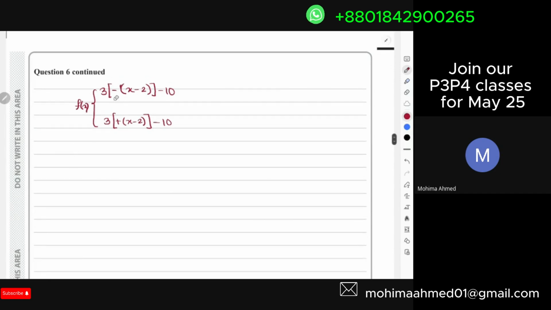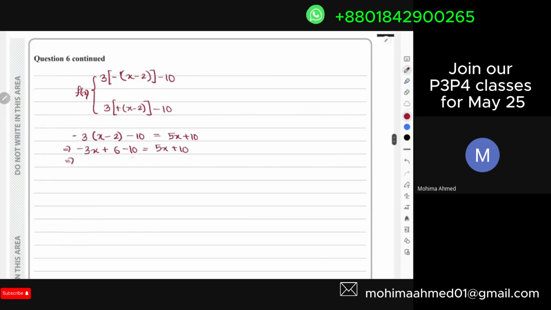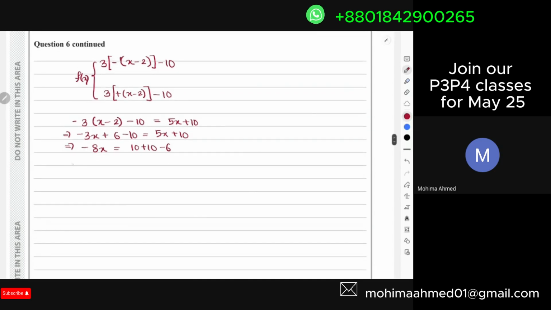So if I simplify and write this, it's going to be minus 3x plus 6 minus 10, equal to 5x plus 10. If you take all the x's together, we have your minus 8x, and 10 plus 10 minus 6, that's 20 minus 6, which is 24. So you get the value of your x as 24 by minus 8, that's going to be minus 3.